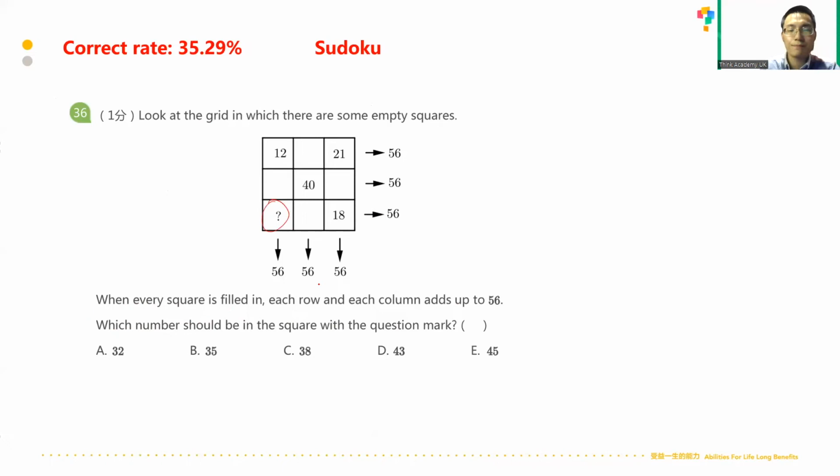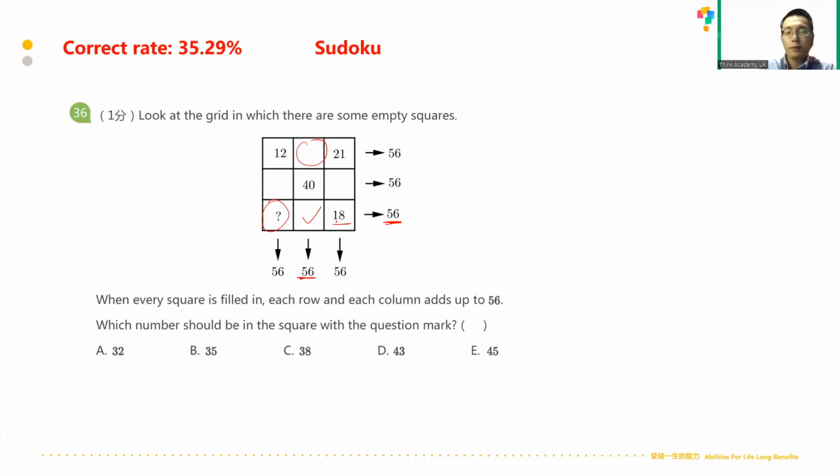We want to find this one. And we know that the bottom row should add up to 56, right? So that means the question mark plus this blank plus 18 should be 56. And do we know how to find this? The way we find this is to look at the middle column, right? So this tick plus the 40 plus this circle right here will also give us 56. And can we find the circle?